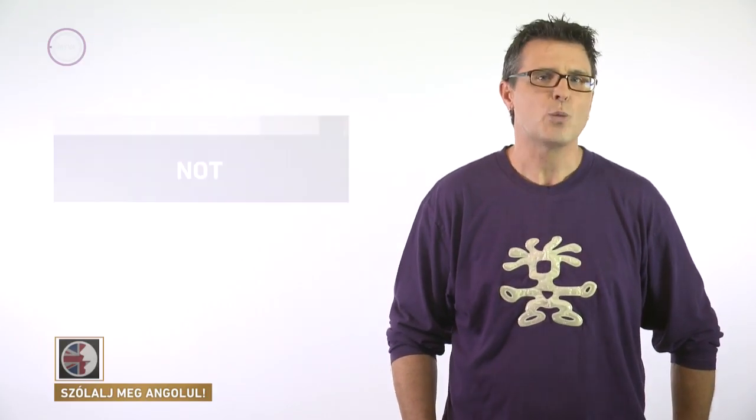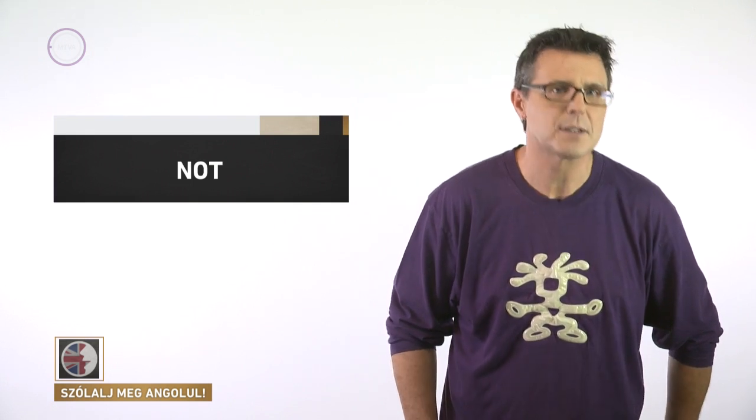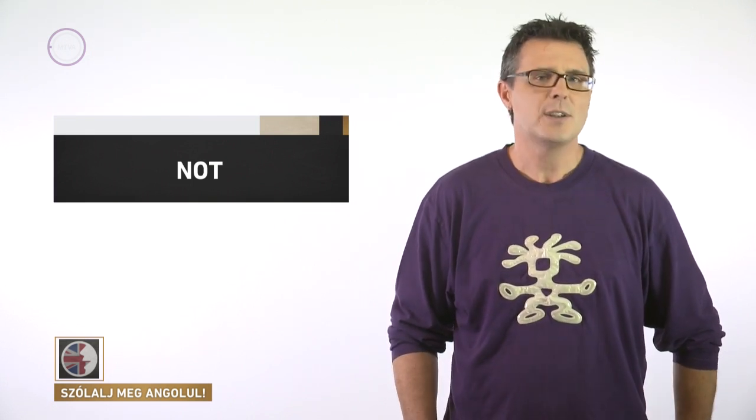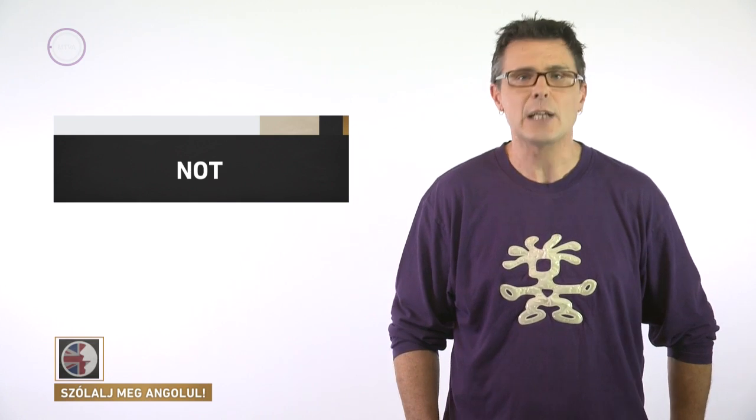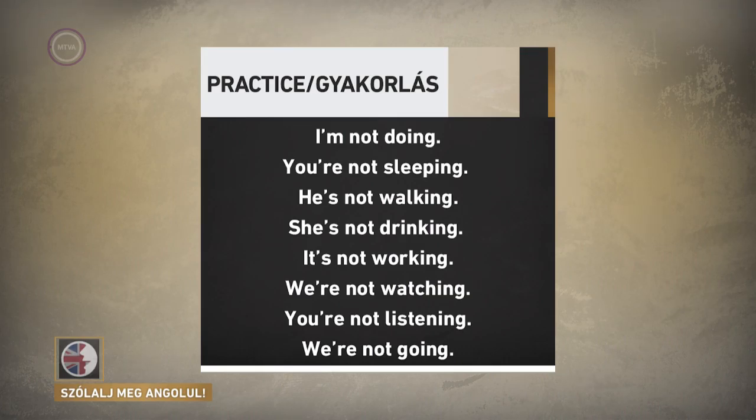When we make a negative with the present continuous, we also use the word not. We put not between the verb and the ing form. I'm not doing, you're not sleeping, he's not walking, she's not drinking, it's not working, we're not watching, you're not listening, we're not going. Okay, we know all this.